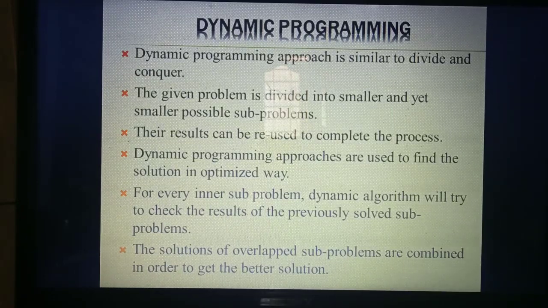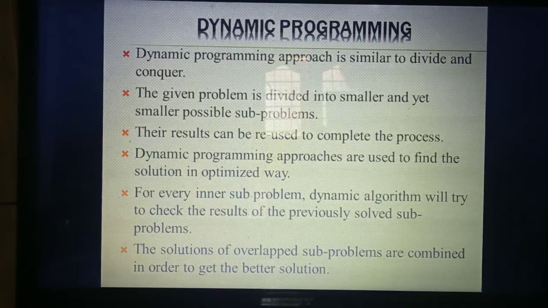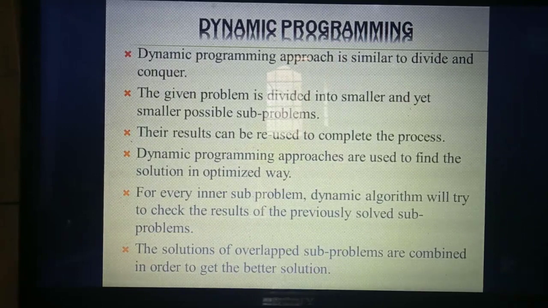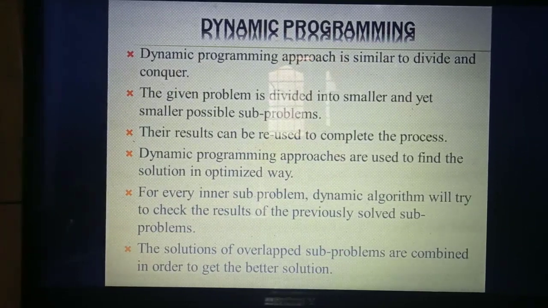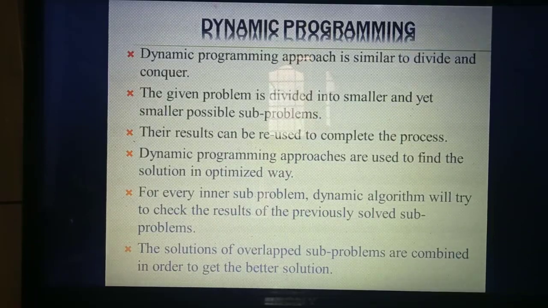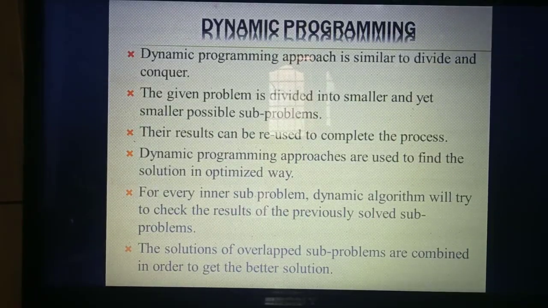This word you have already studied in one place. Are you remembering? Divide and conquer. Which algorithm follows this divide and conquer method? Binary search algorithm. Isn't it? Yes. The same thing only. This dynamic approach is also similar to which one? The divide and conquer method. Understand?